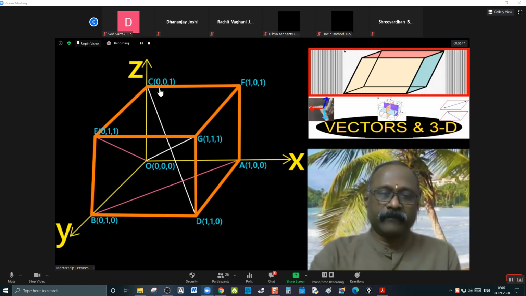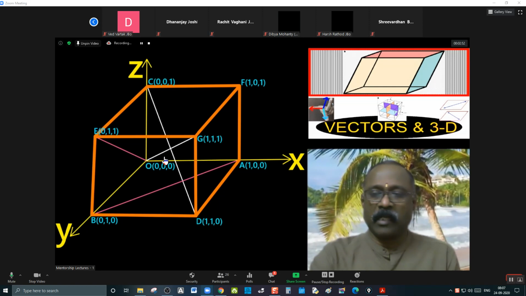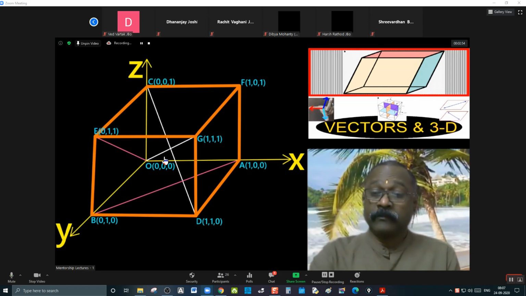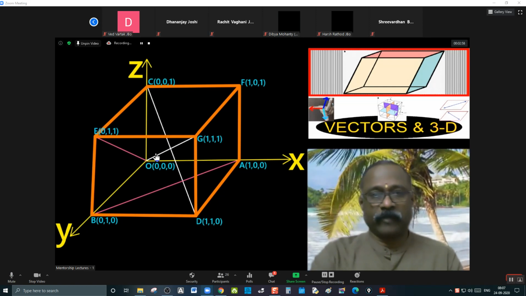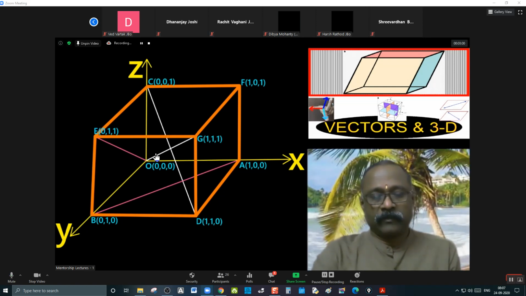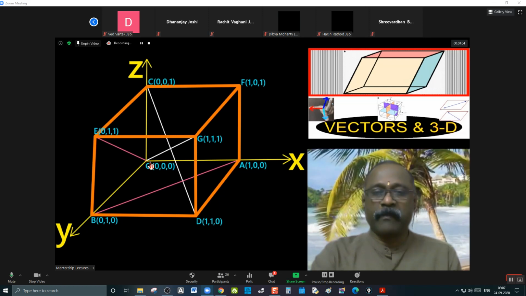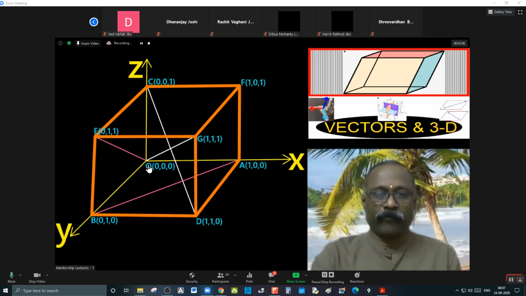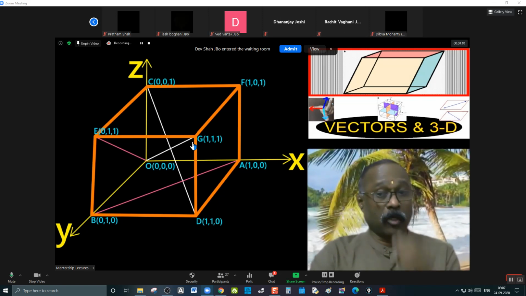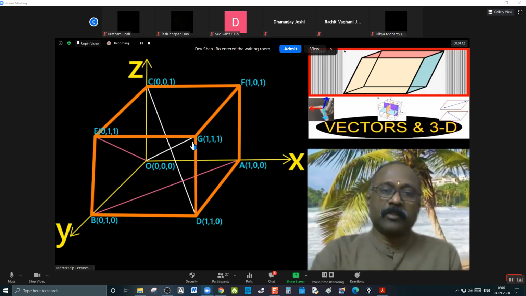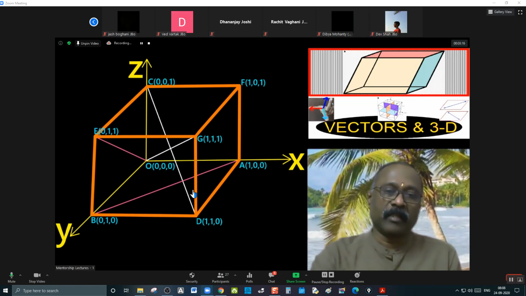First of all, you have to understand, whenever the question comes, I'll show you this diagram again. And OG is the body diagonal. First of all, what is a body diagonal? Body diagonal means the 2 points are not lying on the same plane. O is lying on the floor and G is lying on the ceiling, in the corner. So this is the body diagonal. OG is one body diagonal, CD is another body diagonal.